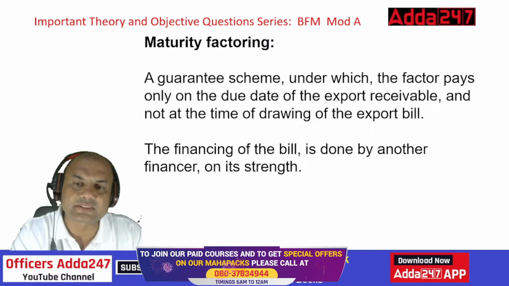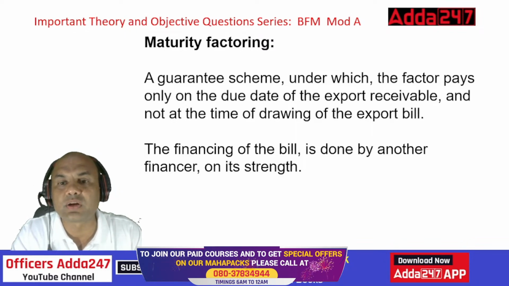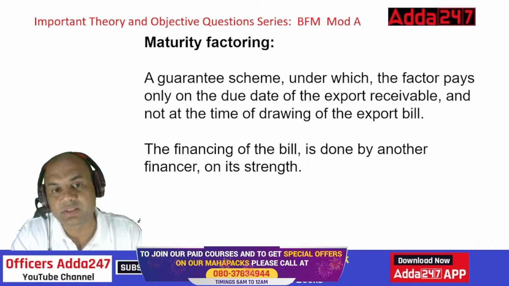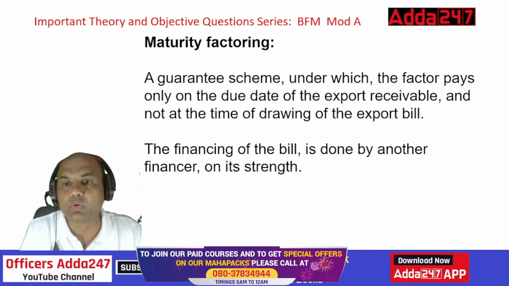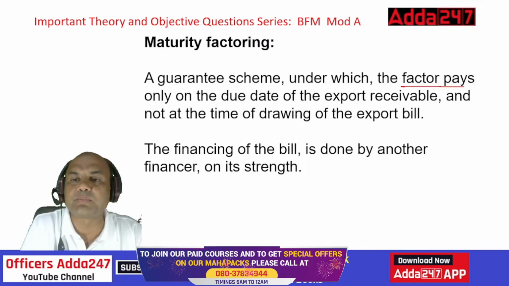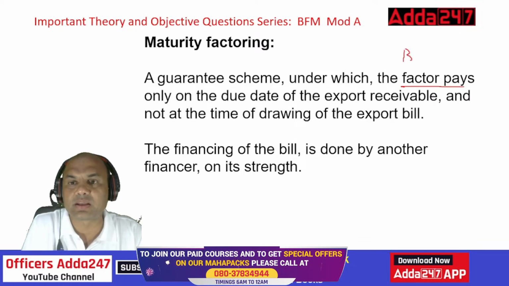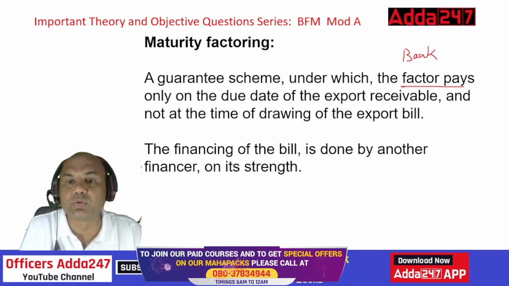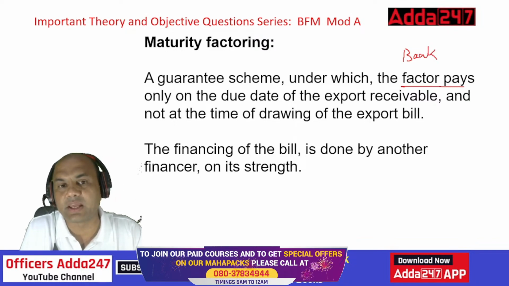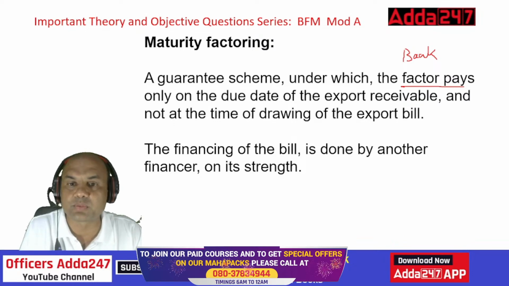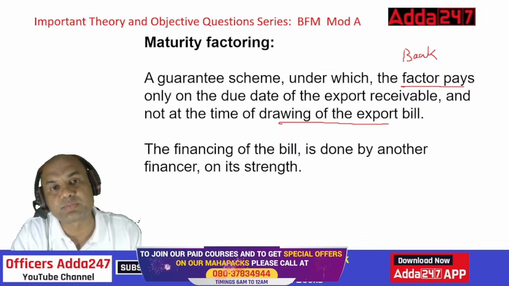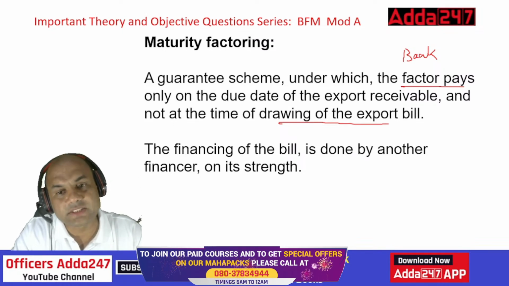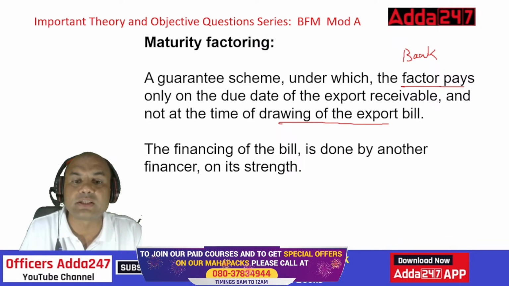A guarantee scheme under which the factor pays only on the due date of the export receivable and not at the time of drawing of the export bill. So the factor pays only on the due date. Factor means what? This is typically the bank. Typically the bank pays only on the due date of the export receivable and not at the time of drawing the export bill. Drawing means whenever the bill is drawn, written. The financing of the bill is done by another financer on its strength.